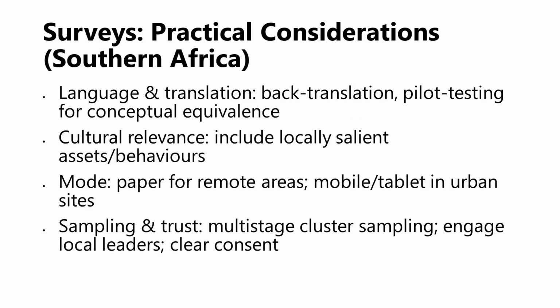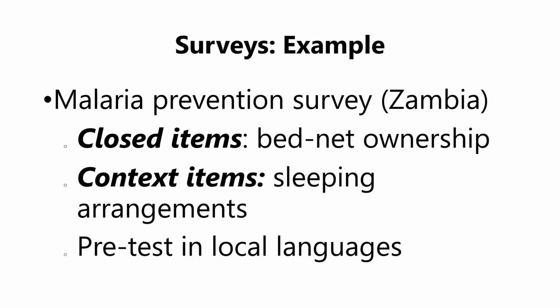When conducting surveys in Southern Africa, consider language and cultural relevance, and choose the appropriate mode for the setting. Sampling and trust are crucial, requiring clear consent and local engagement. An example of a survey is the Malaria Prevention Survey in Zambia, focusing on bed net ownership and sleeping arrangements, pre-tested in local languages.